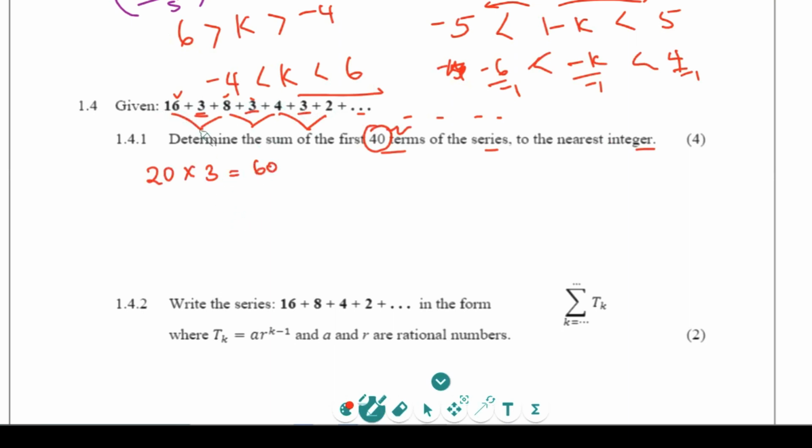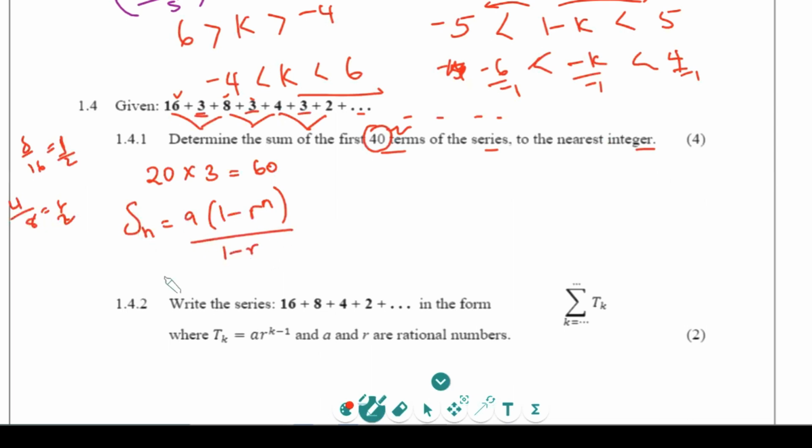Okay, and then when I look at this pattern, 16, 8, 4, 2, it's like I'm dividing by 2. Okay, so if I try to get 8 over 16, that will give me a half, and then 4 over 8, that also gives me a half. So this is a geometric kind of sequence. Okay, then I need to remember that with the geometric sequence, the formula for the sum is a into, since our r is a half, 1 minus r to the n over 1 minus r.